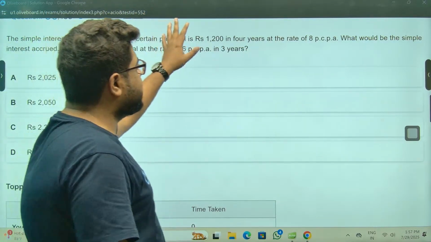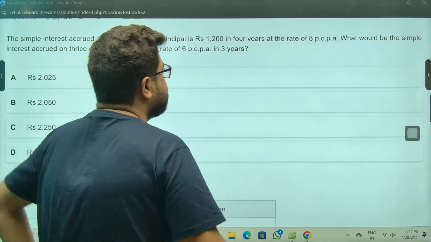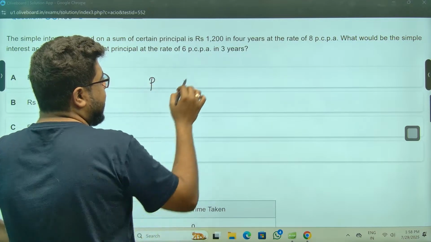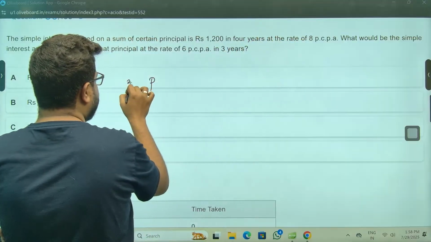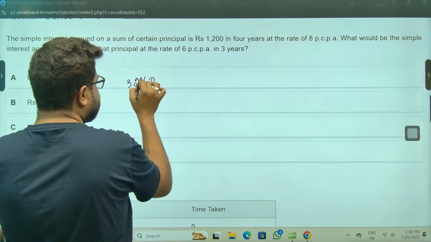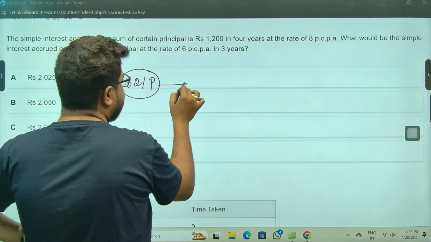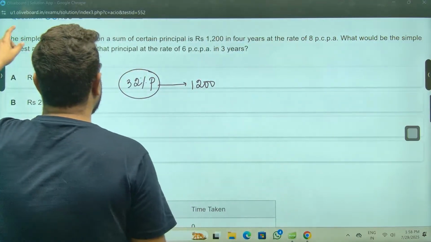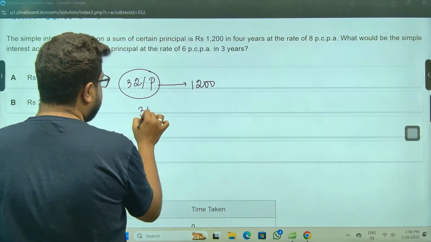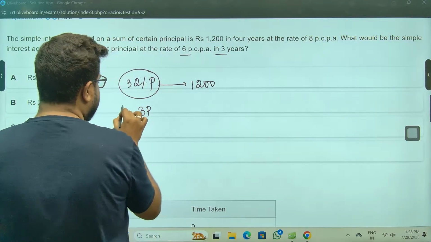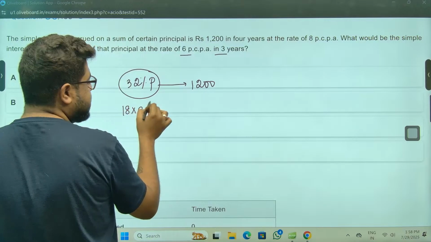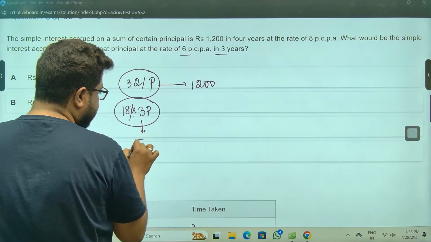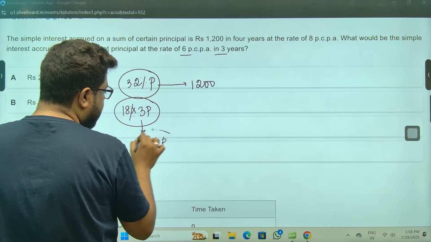Simple interest, 1200, 4 years, 8% per annum. Okay. So I don't know the principal. P, 8% 4 years, meaning 32% of P. That is given as 1200, sir. Now, what would be the simple interest? Thrice the principal, 3P, and 6% 3 years, meaning 18 times 3, 18%. So if you calculate, 18 threes are 54% of P. What will be this value?